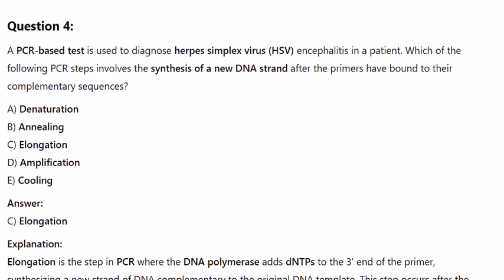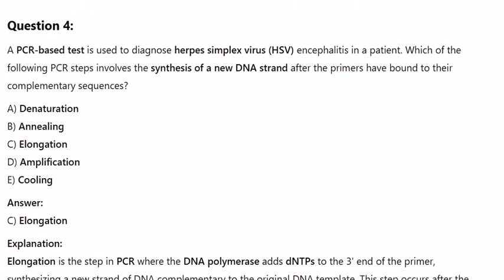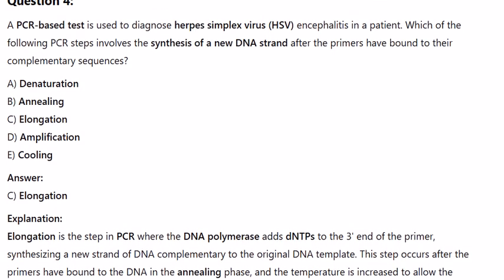Question 4. A PCR-based test is used to diagnose herpes simplex virus, HSV encephalitis in a patient. Which of the following PCR steps involves the synthesis of a new DNA strand after the primers have bound to their complementary sequences? A. Denaturation. B. Annealing. C. Elongation. D. Amplification. E. Cooling. Answer: C.